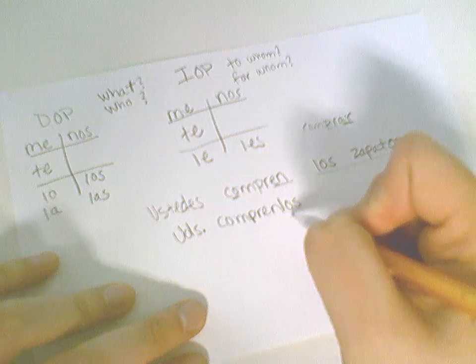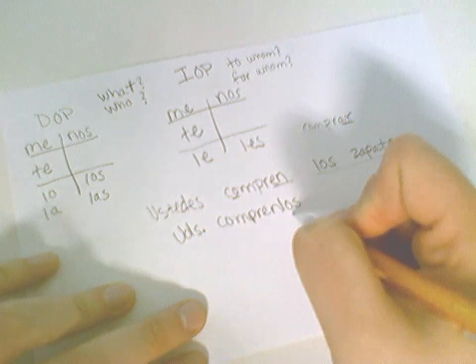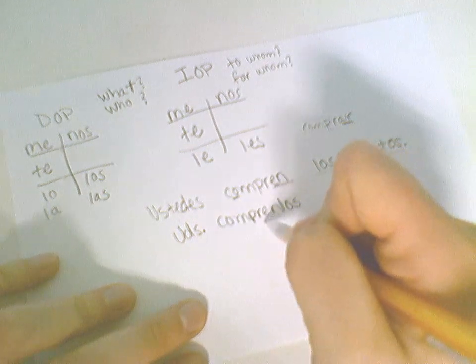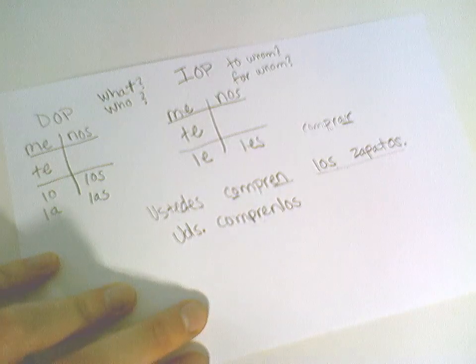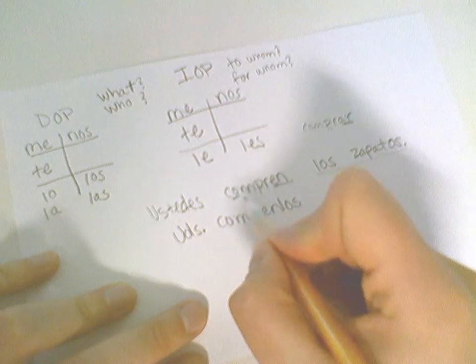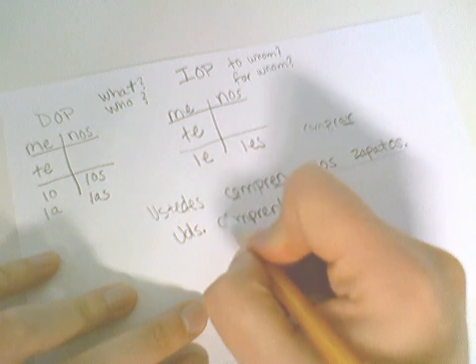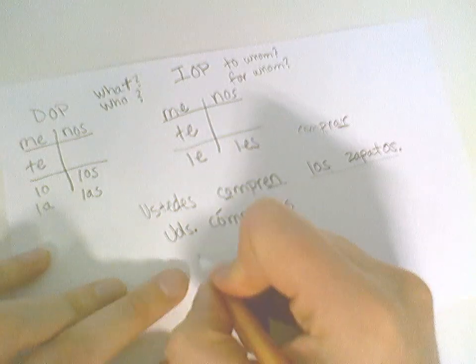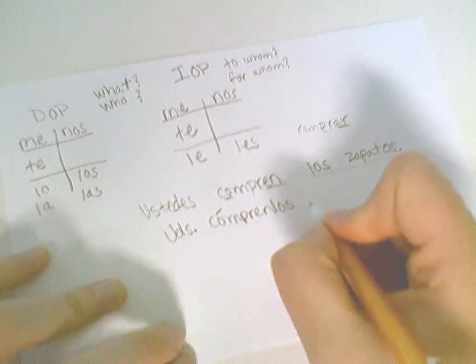However, we added an extra one. So then if someone was reading this and they followed the rules, they would try to stress the E because it's the second to last one. However, we need to maintain the original one, compre. So we're going to write our accent right there. Okay? Ustedes cómprenlos. So you all buy them.